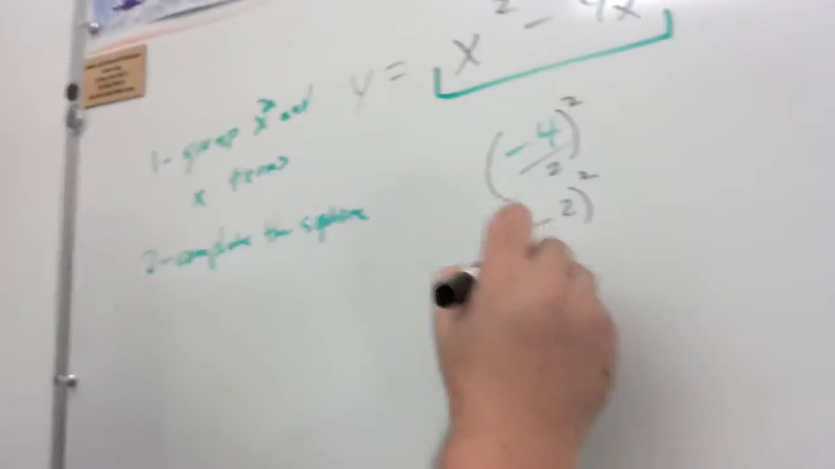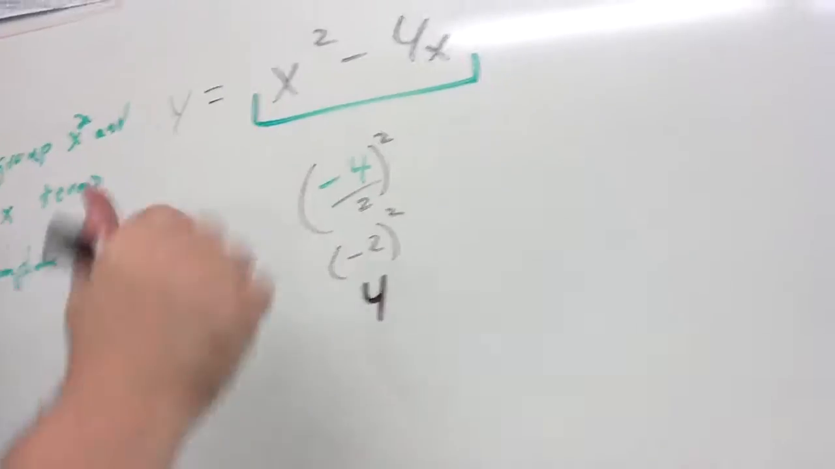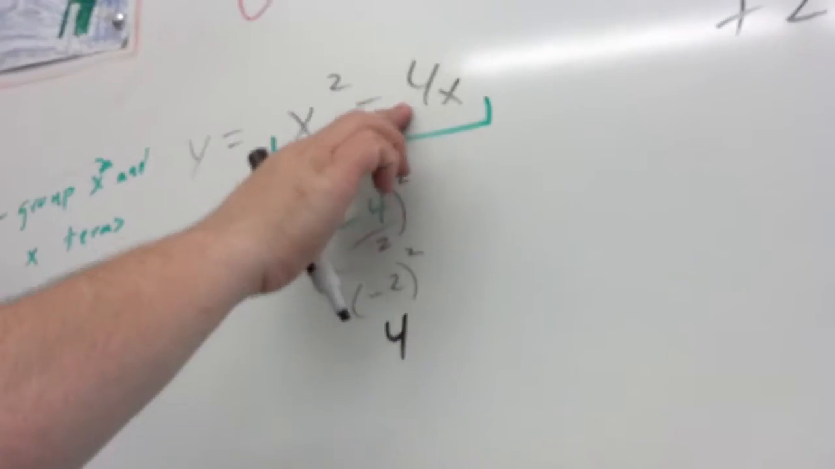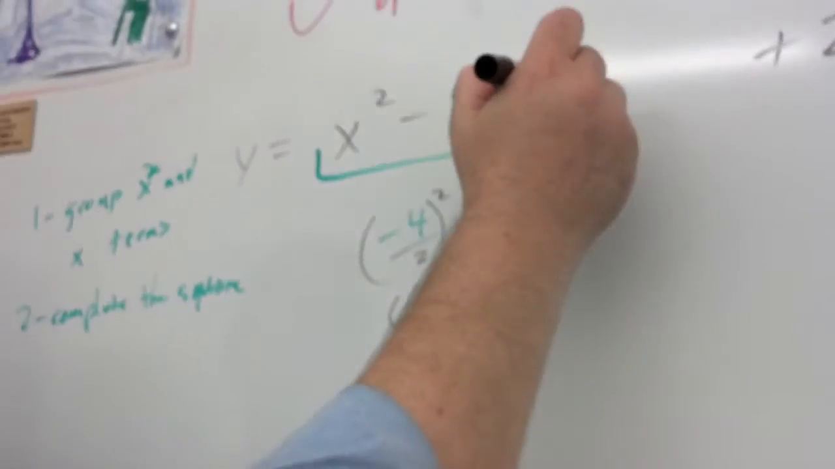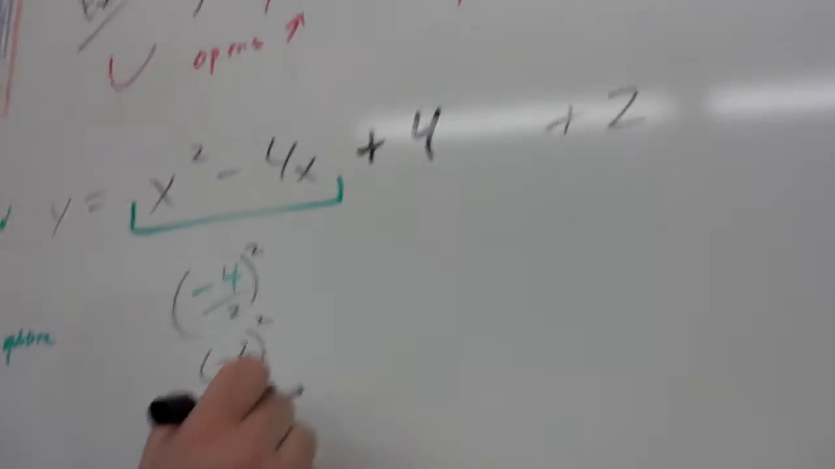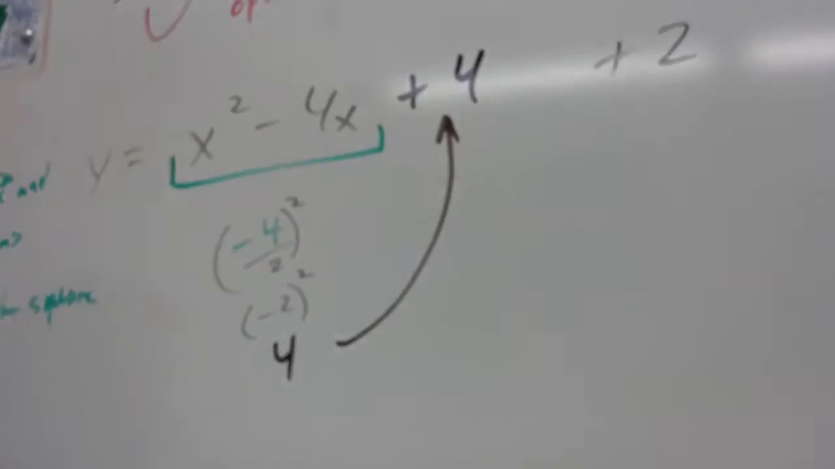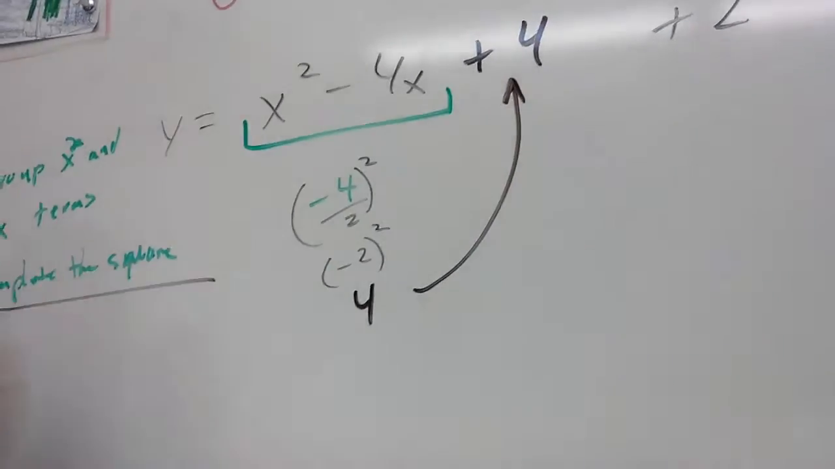Here, we'll make it blend a little bit, we'll use brown. Alright, so we take the coefficient of the x term, so negative 4, divided by 2 is negative 2, and then squaring that we get 4. So 4 is what we need to add to complete the square. Right? However, this is an equation. I can't just randomly throw in a plus 4 without balancing things out.